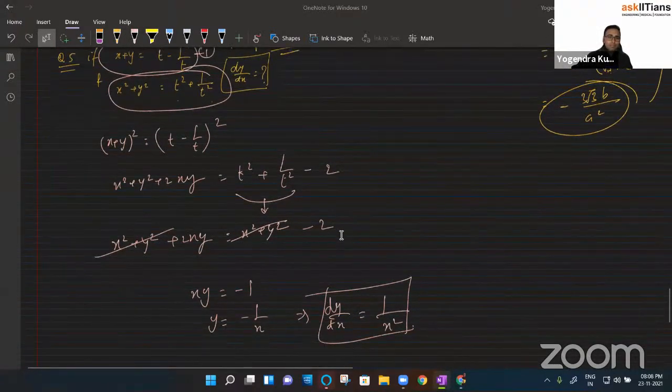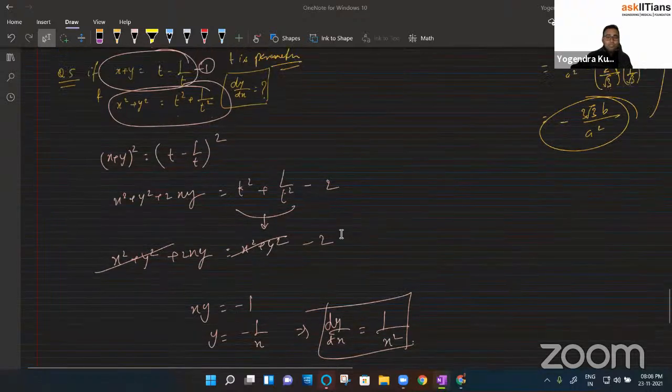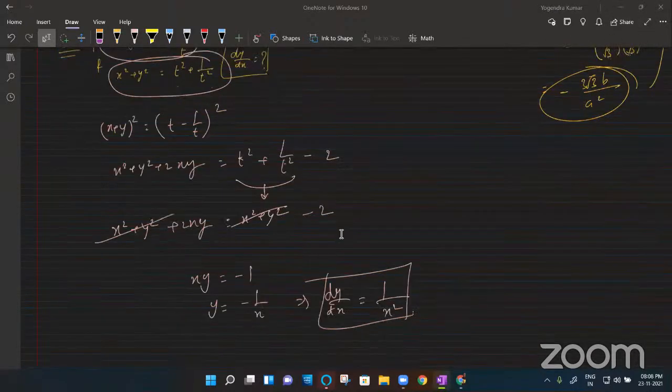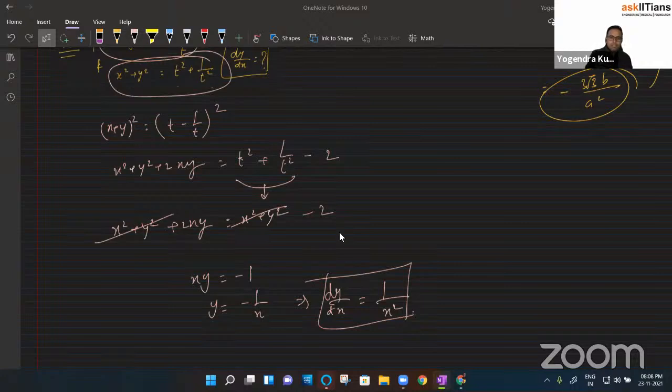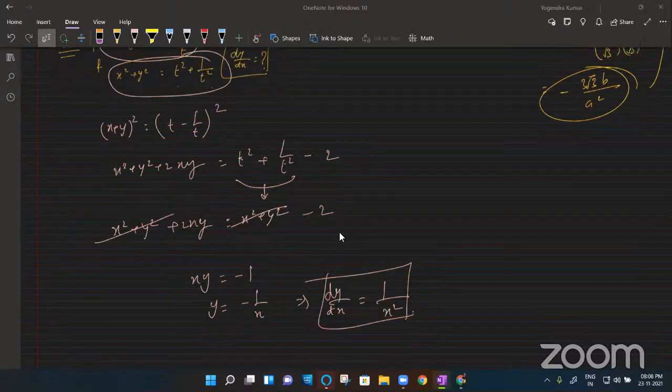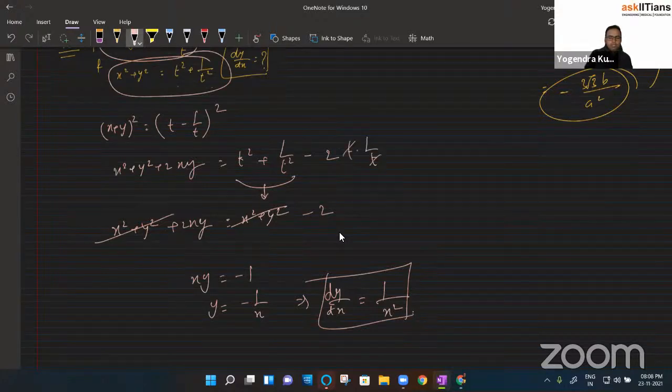Minus 2t whole square, Harini. How is it minus 2t? It is the product of the terms, right? This 2t, right? This into this, t into 1 by t. So this gets cancelled, no? Got it now? Yes, sir.